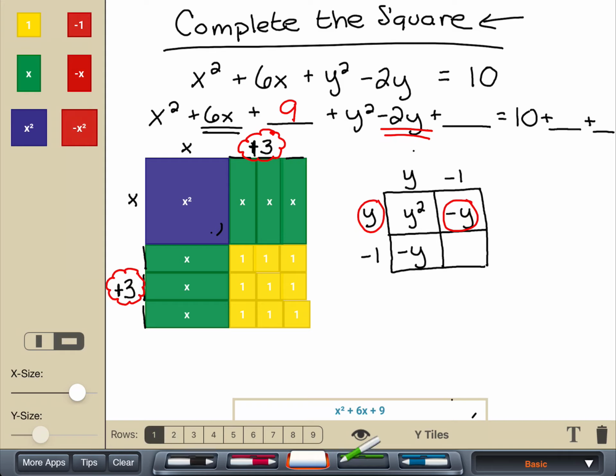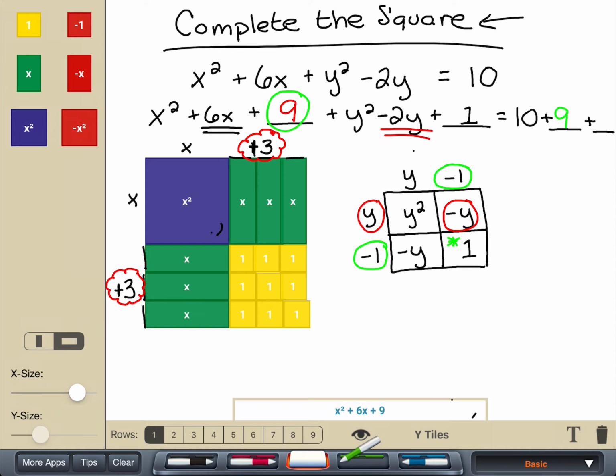So then we need to take the -1 and the -1 and multiply them. That will give us what goes in this box. -1 times -1 is a +1. So we added a 9 here, and a 1 here.